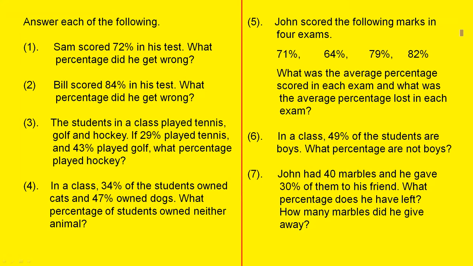John scored the following marks in 4 exams. There are the 4 marks. What was the average percentage scored in each exam, and what was the average percentage lost in each exam? In a class, 49% of the students are boys. What percentage are not boys?